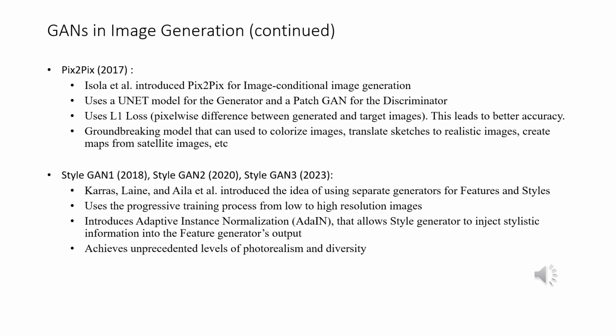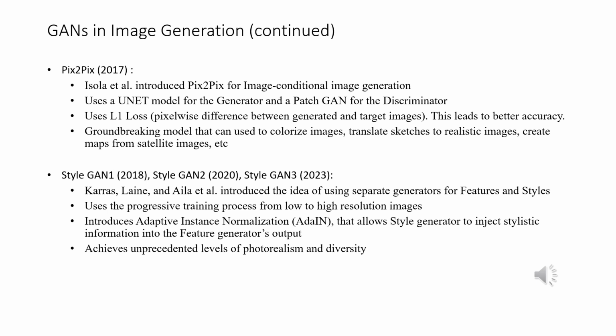Isola and team introduced pix2pix for conditional image generation. This uses a UNet model for the generator and a PatchGAN for the discriminator. The model uses an L1 loss, which is a pixel-wise difference between the generated and target images. This leads to better accuracy. This is a groundbreaking model that can be used to colorize images, translate sketches to realistic images, and create maps from satellite images. There are three StyleGANs currently.